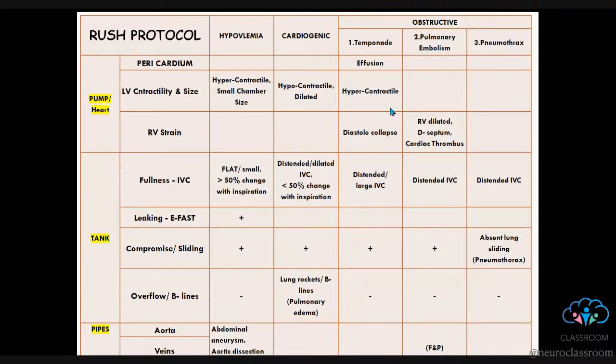So you have the knowledge what kind of shock it is, then you have to move for the management. Suppose there is a hypovolemia, then you give fluid resuscitation. But if there is a cardiogenic shock, then you have to give inotrope. If there is a tamponade, you have to do pericardiocentesis. If there is an embolism, you have to do fibrinolysis or thrombolysis. If there is pneumothorax, we have to do needle decompression or chest tube placement to treat the patient.